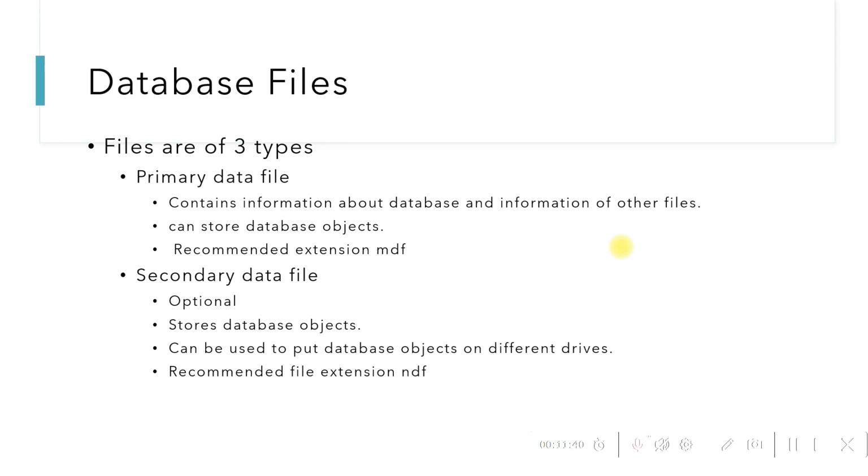Then you have the secondary data file. This is optional. If you want to have it, you can have it. If you don't want to have it, that's fine. It's usually used to spread data across drives. So, for example, if you have a very big table and you want to give it a faster, separate drive, you could create another data file and place that on that drive. So we will look at that as well later, how that can be done. And the recommended extension for that is NDF.